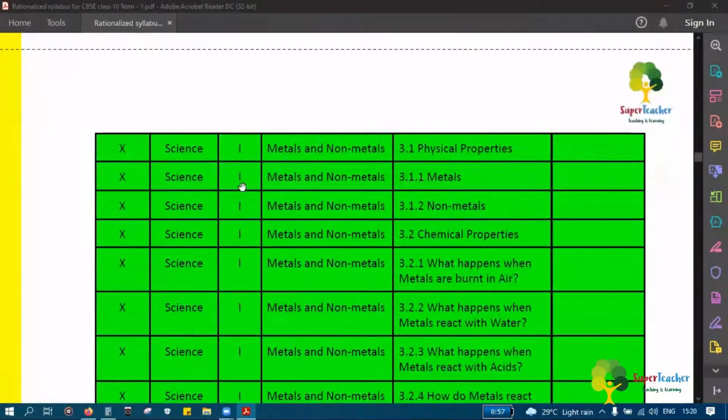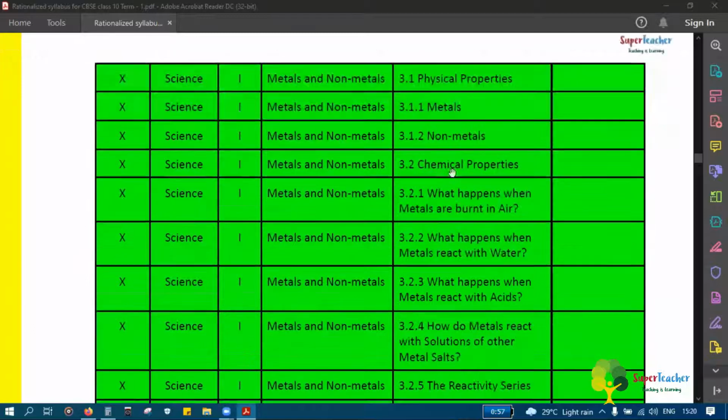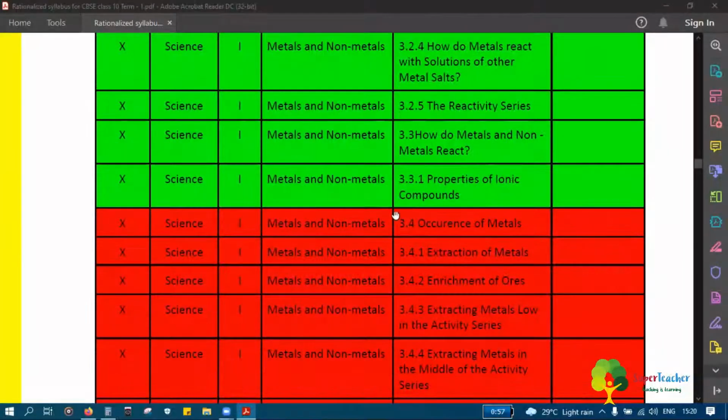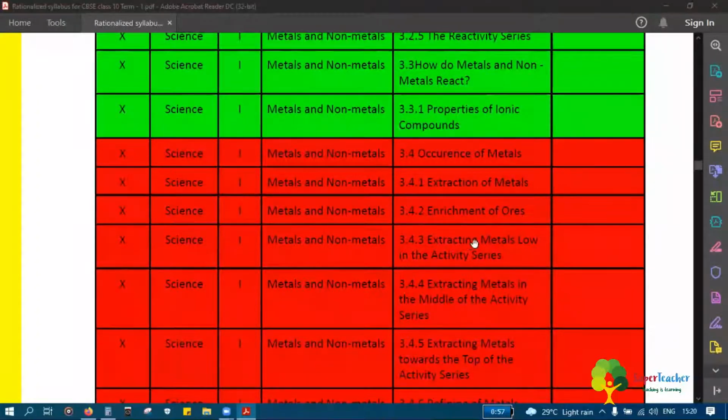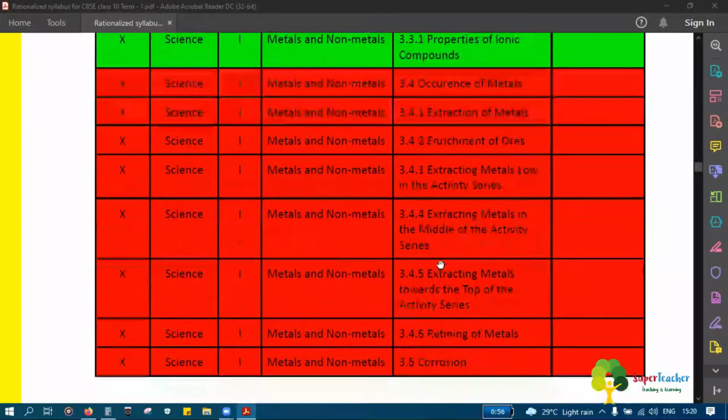Right after that, you can also look at the next one, which is metals and non-metals. In this we have physical properties of metals and non-metals, chemical properties, all these are there. When it comes to 3.4, which is occurrence of metals, extraction of metals, enrichment of ores, extraction of metal, and the activities, all these are actually removed, they're not present.